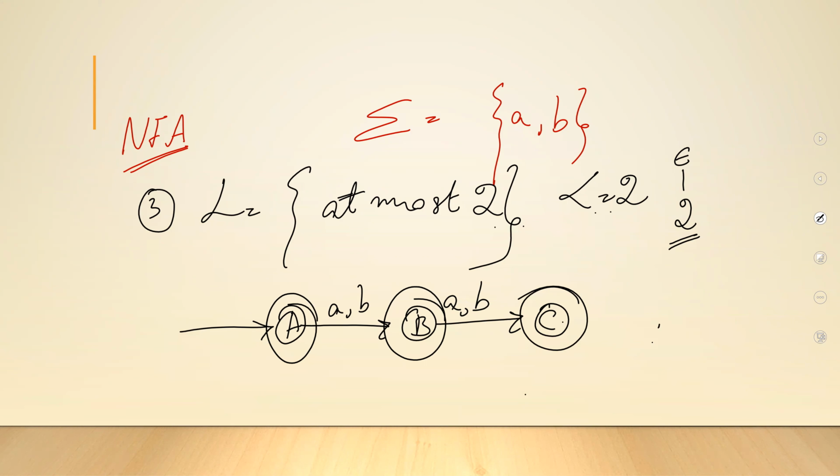Similarly, you can construct for at most 4, equal to 4, less than or equal to 4, greater than or equal to 4, whatever. The same logic will be followed. For any n length string, whether less than or equal to, or greater than or equal to, you can construct NFAs.